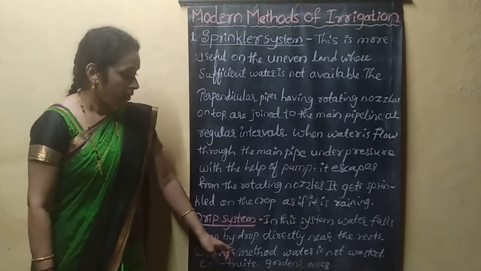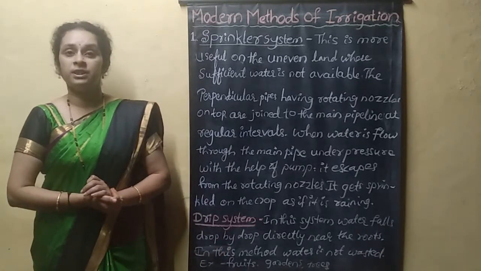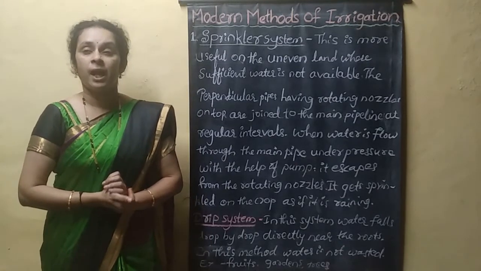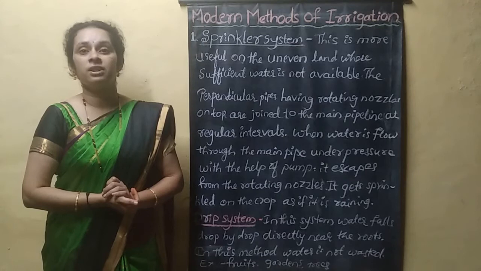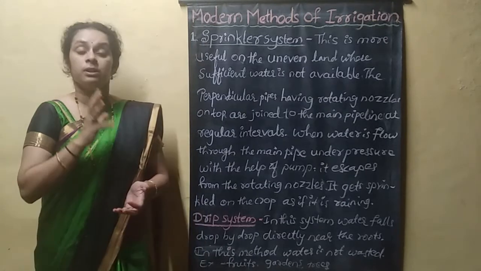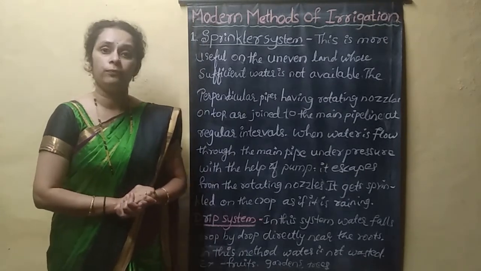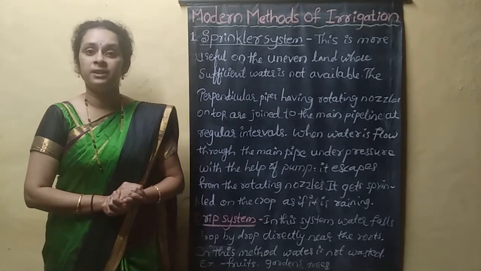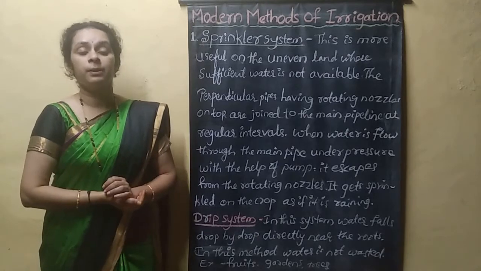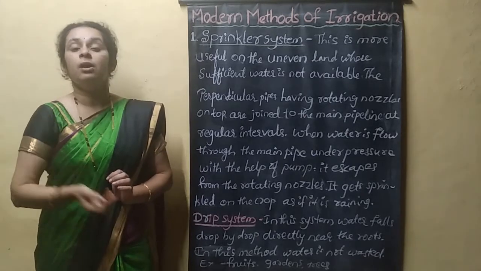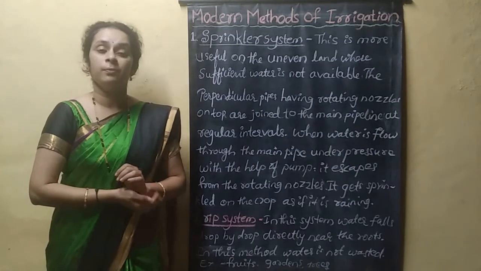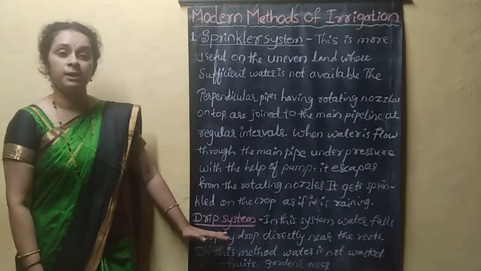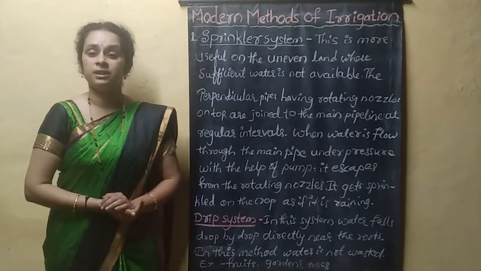In this method, water is not wasted. There is no wastage of water in this method, and it is a very good water conserving method. This method is very good for fruits, vegetables, gardens as well as trees. It can be used where the availability of water is very low. In such areas also, farmers can use the drip irrigation system.